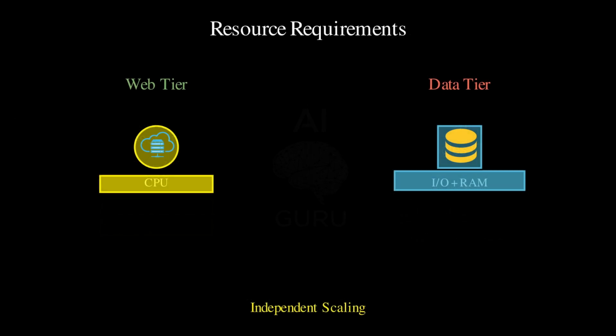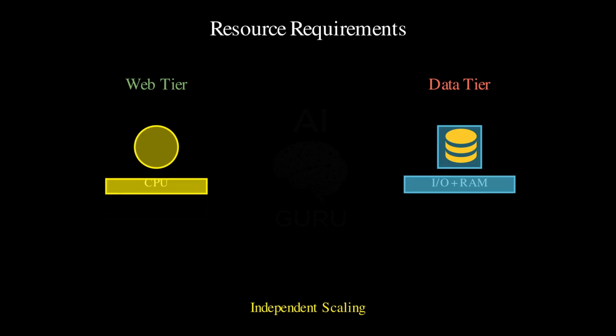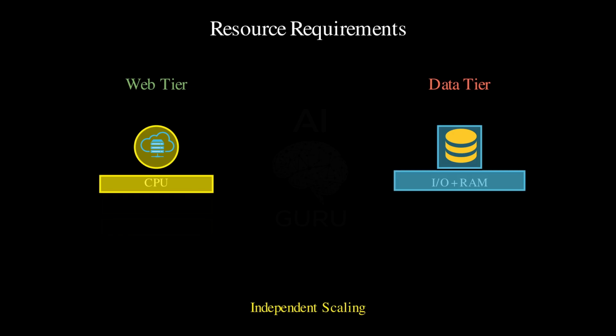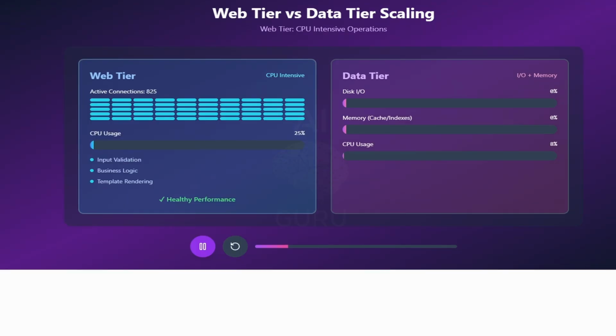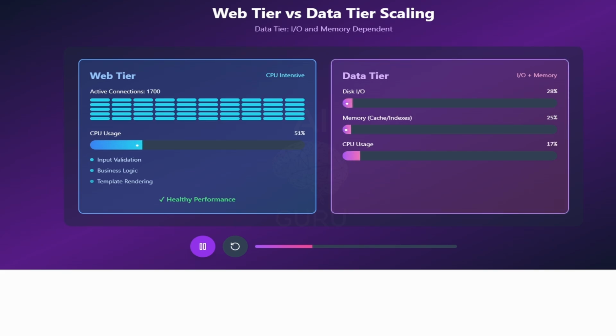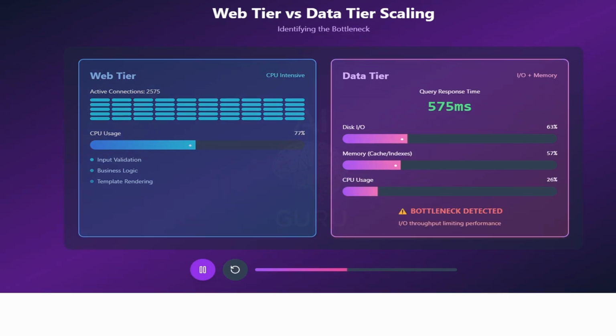So why is that independent scaling so essential? They're both still using CPU and memory, right? Yes, but their resource needs are fundamentally different. The web tier is typically CPU intensive. It's managing thousands of connections. It's validating inputs, running business logic, rendering templates, all that stuff. Right. The data tier, on the other hand, is super dependent on disk I/O and memory. It needs memory for caching indexes and frequently accessed records.